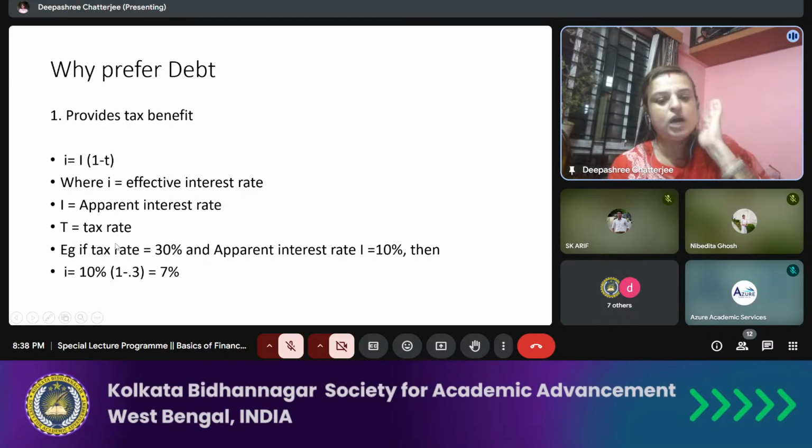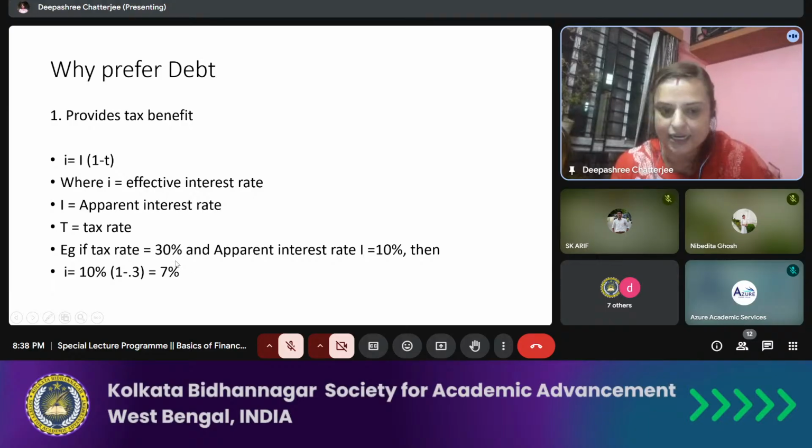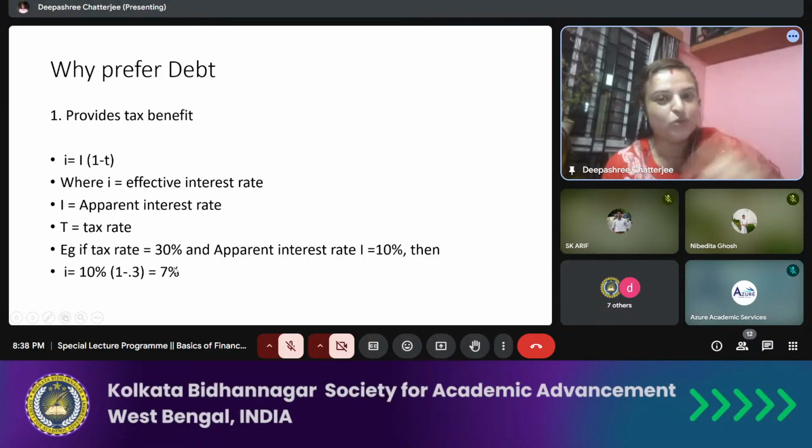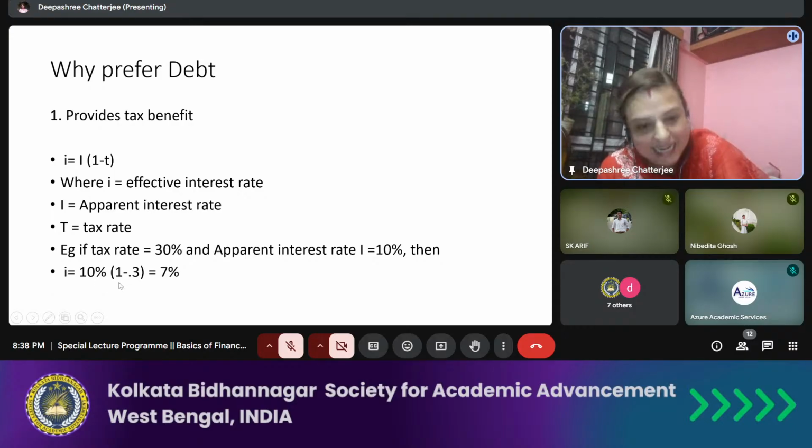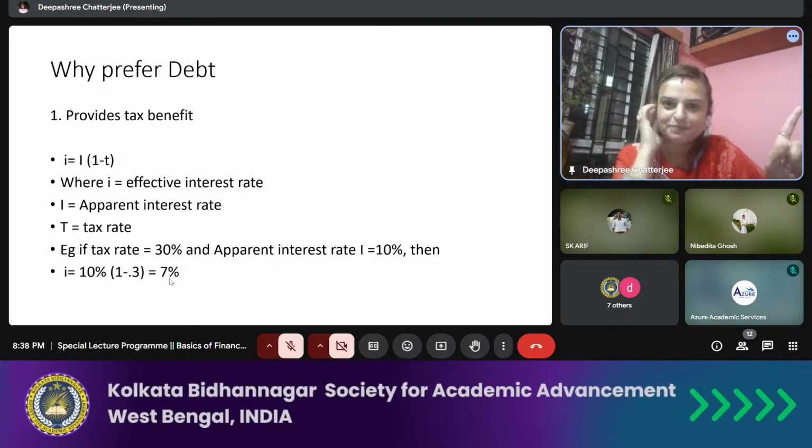So let's say that you are paying 10% interest and 30% is the tax rate. So your effective interest now is not 10%. How much? Your effective interest is represented by i. I think all of you can see my cursor. So the effective interest i is 10% into (1 minus 0.3), where 1 represents 100% and 0.3 represents 30%, the tax rate. So that is why it is 0.3, which comes to 7%. So my effective interest rate is 7% and not 10%, right?